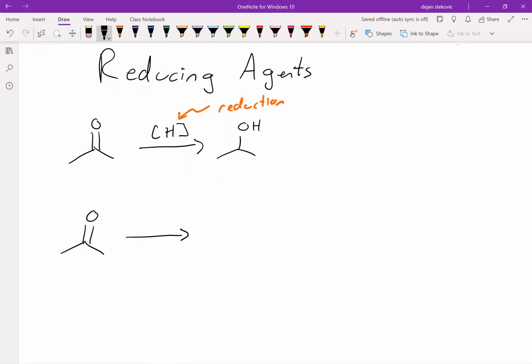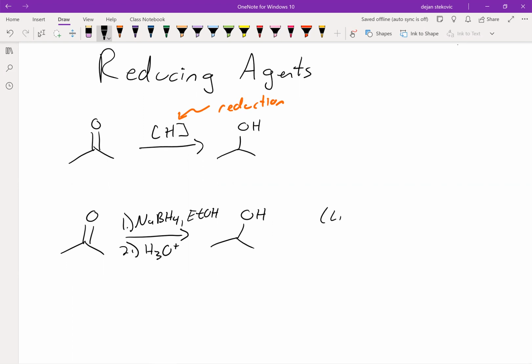So if we take a ketone such as acetone and we add some sodium borohydride, usually in some kind of polar protic solvent, usually an alcoholic solvent like ethanol, and then in the second step, we just add some acid to reprotonate our alcohol, we will get an alcohol.